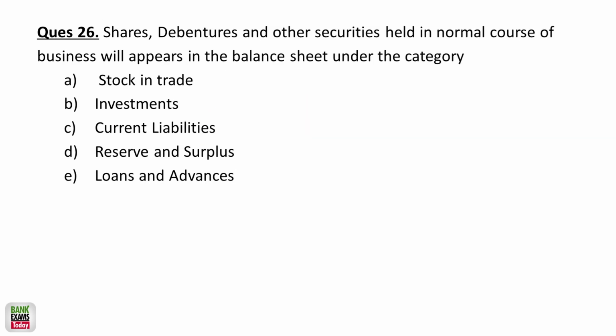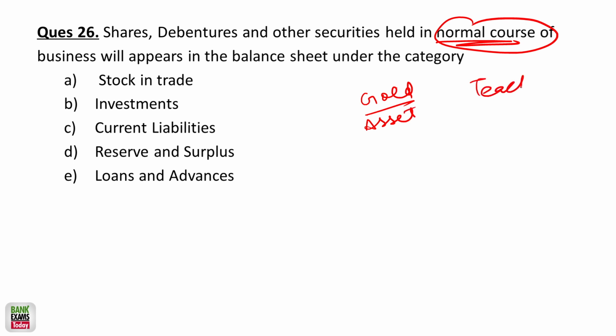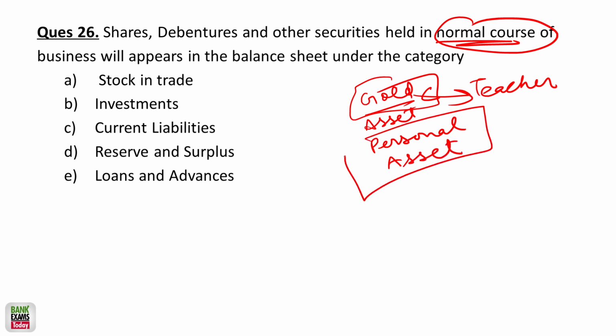Shares, debentures and other securities held in the normal course of business. What is the normal course of business? That's a really important phrase. See students, let's say I have some gold as an asset. While I'm a teacher, gold has nothing to do with me. In my balance sheet, I cannot mention gold. That is my personal asset. The gold does not help me perform my duty as a teacher.